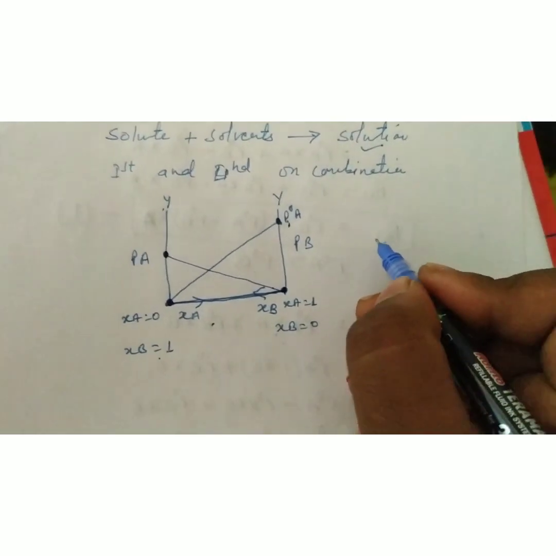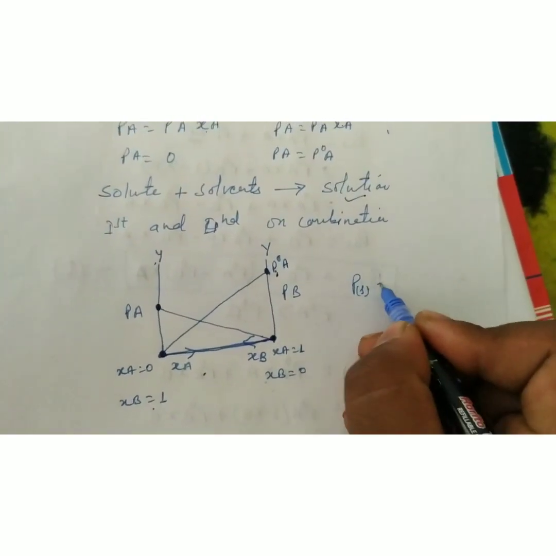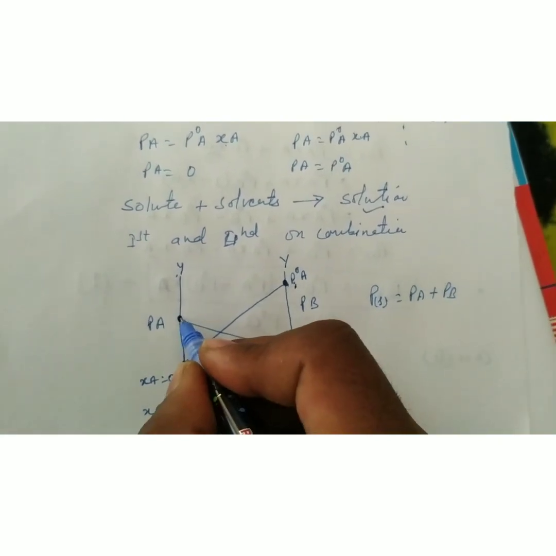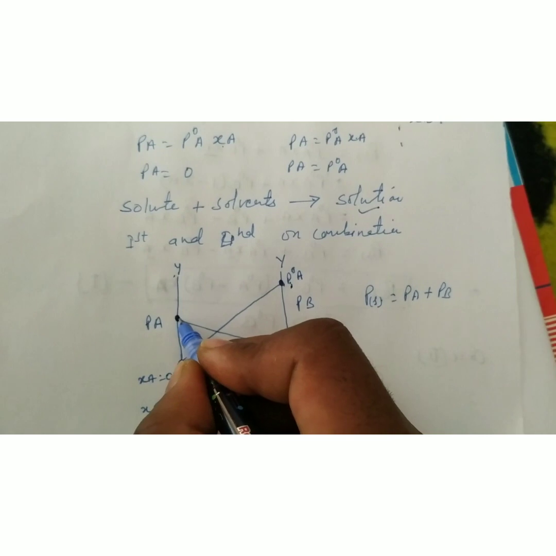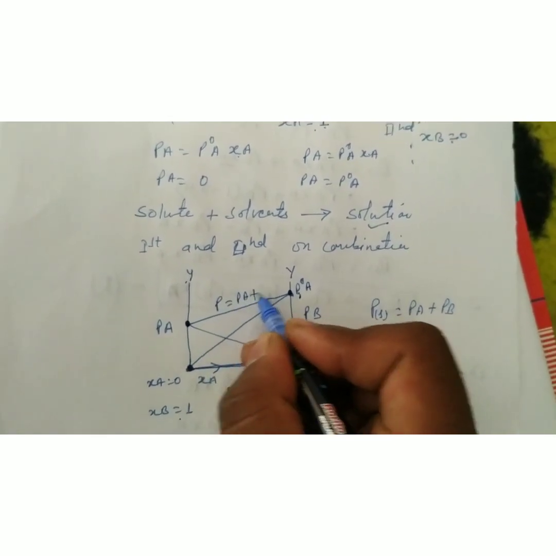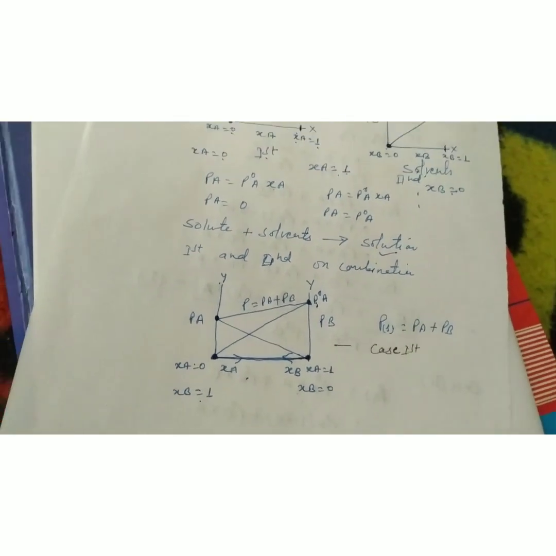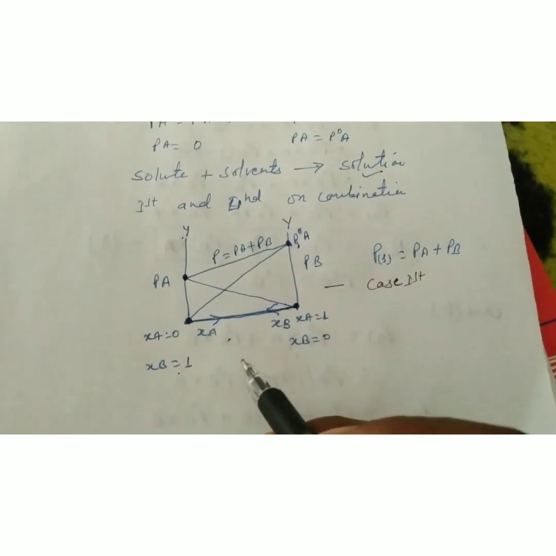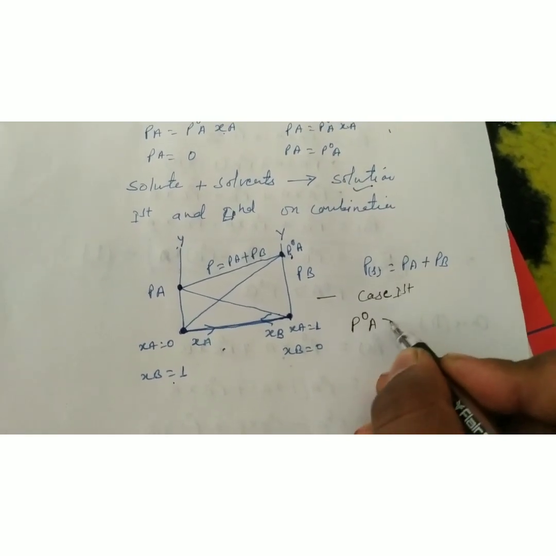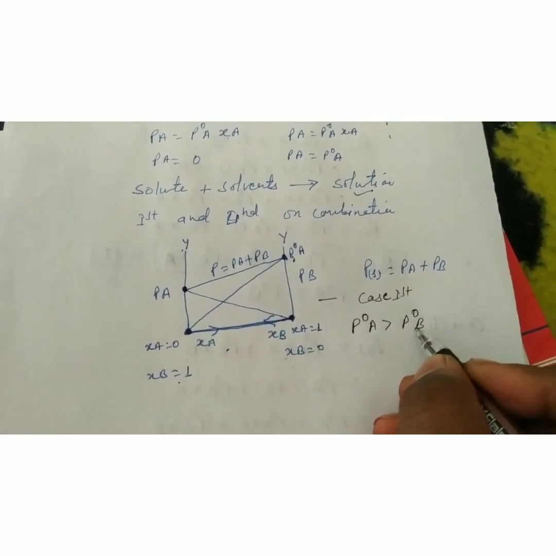We also know that the total pressure of the solution is P equals PA plus PB. We have 2 points, and by combining these we get P equals PA plus PB. So this is the graphical representation of case first, when P naught A is greater than P naught B.